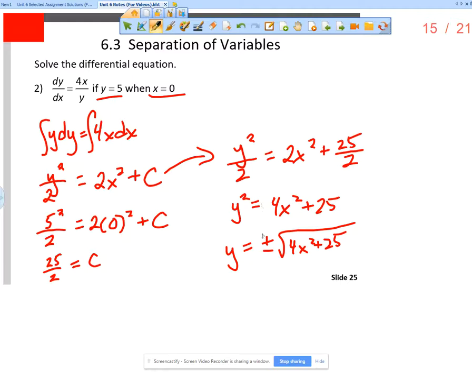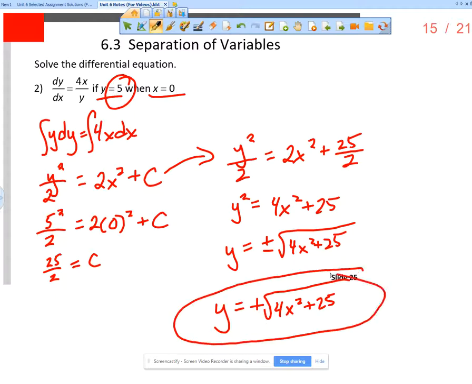So which answer? Well, if I look, when x is 0, right? So if I plug 0 in, I get 4 times 0 squared plus 25. Square root of 25 is 5. So is it positive 5 or negative 5? Well, the answer is positive 5. So my specific explicit solution is the positive square root of 4x squared plus 25. Had this been when y is negative 5, x equals 0, then we would, of course, have selected the negative. All right, so that is slide 25.